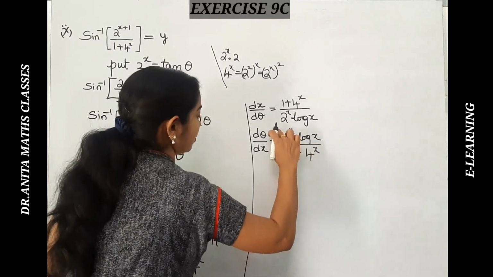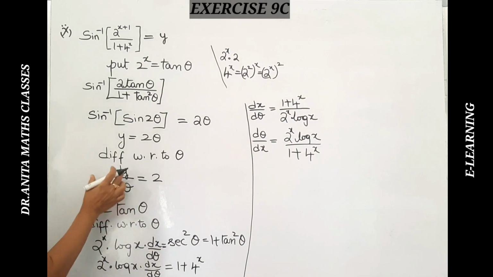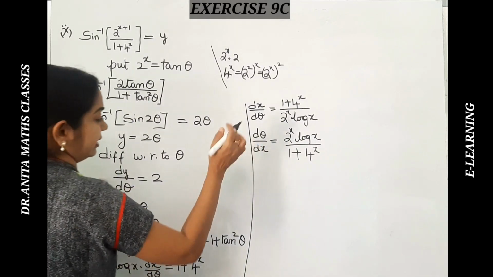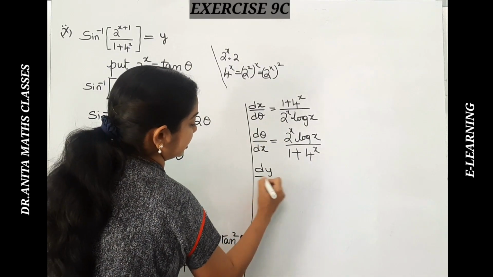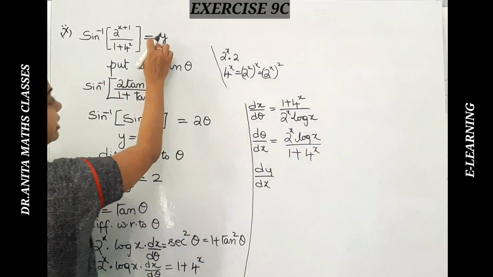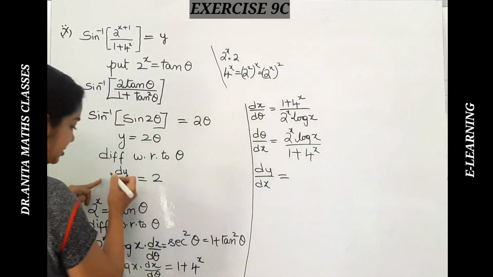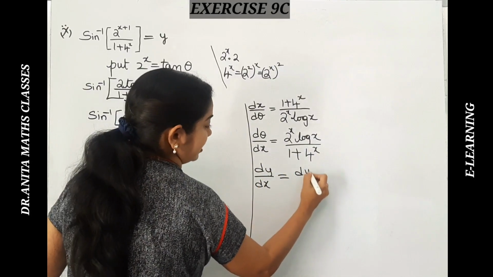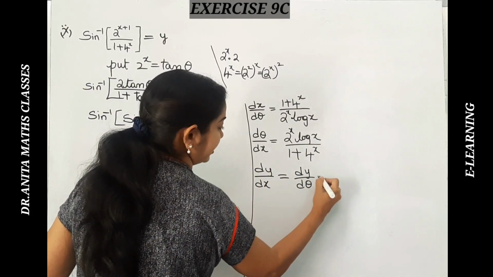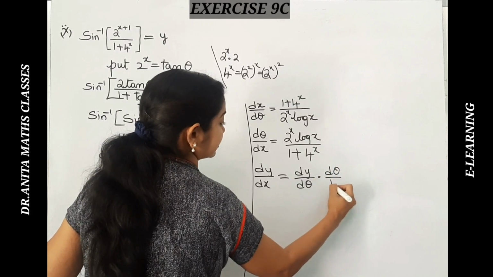So we got these two, dy by d theta and d theta by dx. Our function is dy by dx, we want the derivative of this with respect to x. So I can write it using the substitution formula, dy by d theta multiplied by d theta by dx.